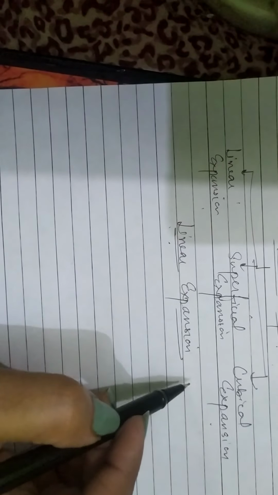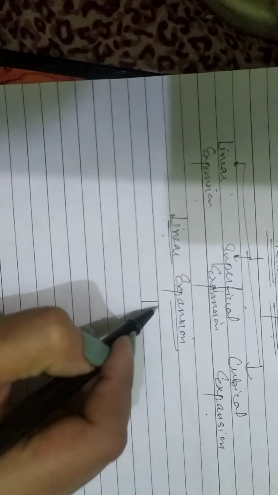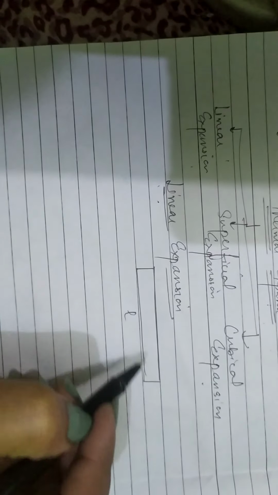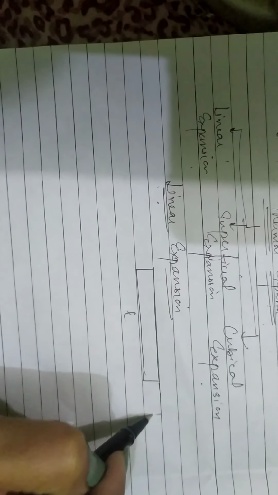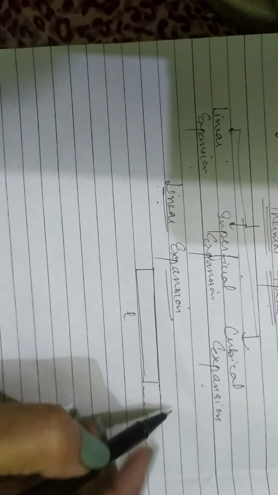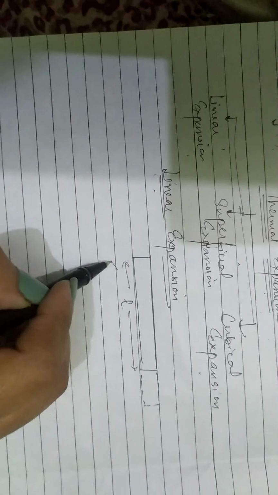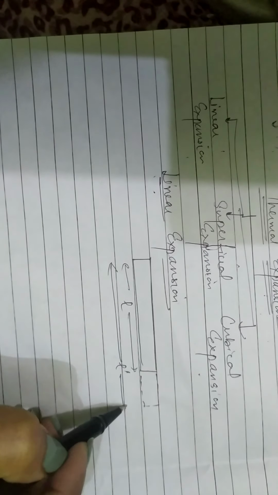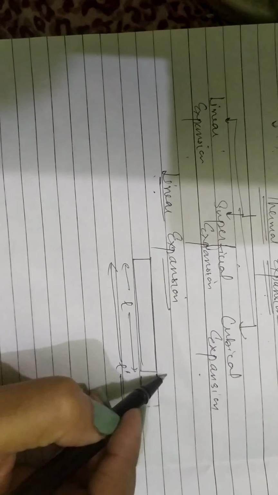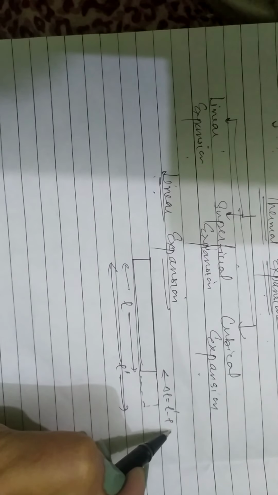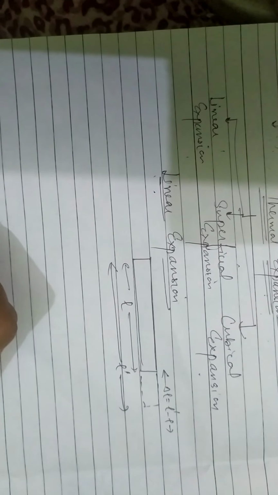Now what is linear expansion? Let us consider a rod initially having length L. Now on heating, its length increases by delta L. This was its length L. On heating, its length increases to L dash, because solids or metals expand on heating. Now what is the increase in length? Delta L will be equal to L dash minus L. This is the increase in length.